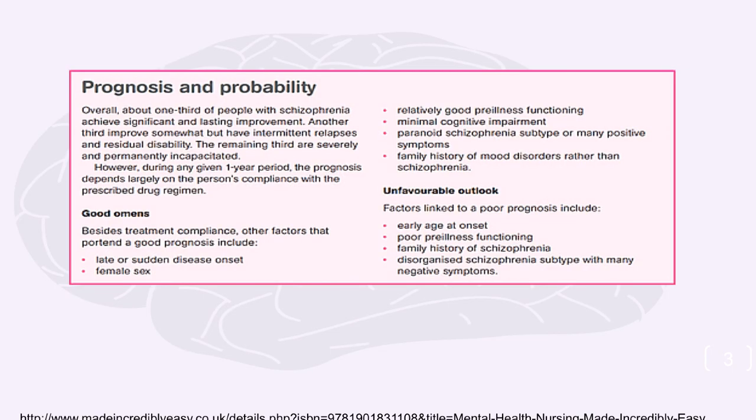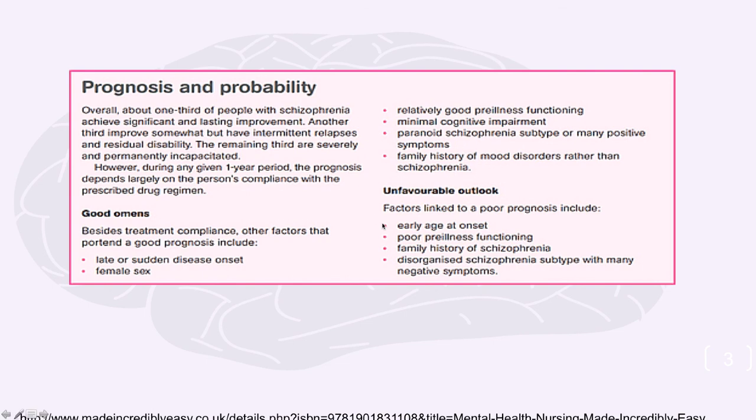The prognosis and probability, again, does seem to be affected by a number of factors. So good prospects for recovery include a late or sudden onset of the disease as opposed to chronic. Being female has a better outlook. Relatively good pre-illness functioning, in other words, it's kind of an acute bout of schizophrenia as opposed to chronic, where there's minimal cognitive impairment, that's better. And again, more of these positive symptoms and so on.